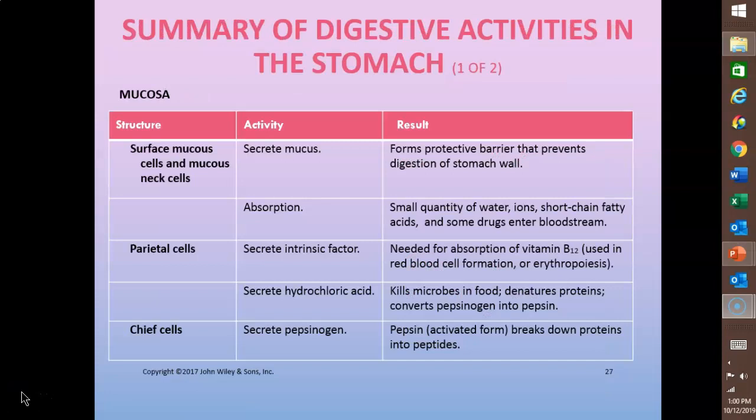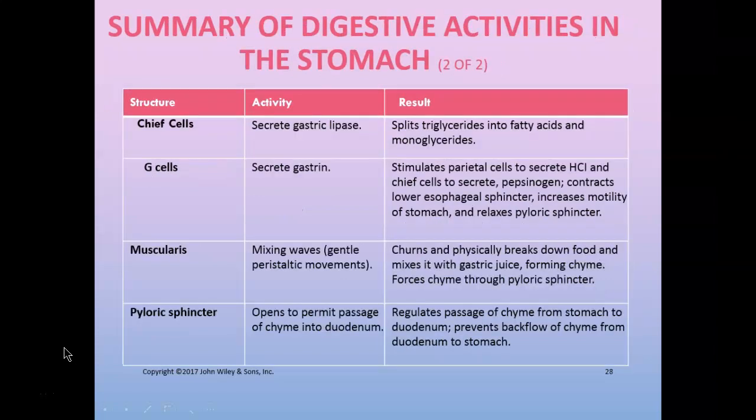And as you've seen before, I've got a couple of slides in here just to give you an overview of what's going on in the stomach. So the different cells, what they secrete, and what those secretions do. So you have the mucous cells, the parietal cells, the chief cells, and you have the G cells, what they're secreting, what those enzymes and those hormones are responsible for. And then, of course, the muscularis layer, which is going to cause that mixing, and the pyloric sphincter, which regulates movement of substances into the duodenum.